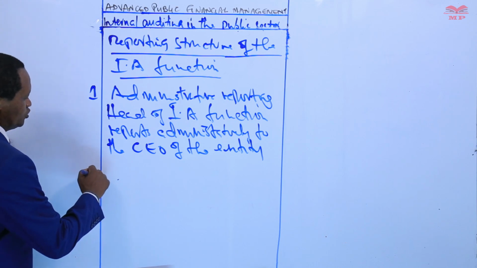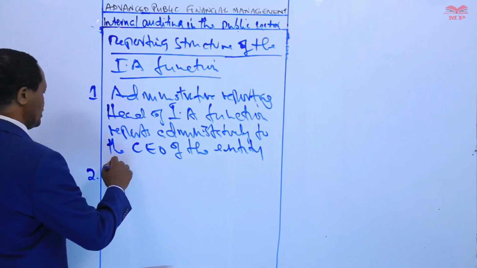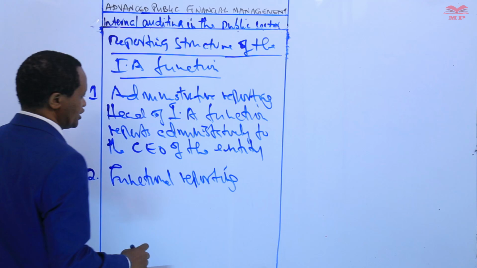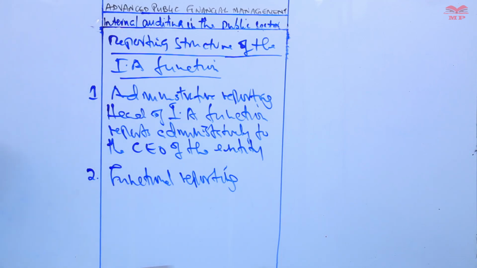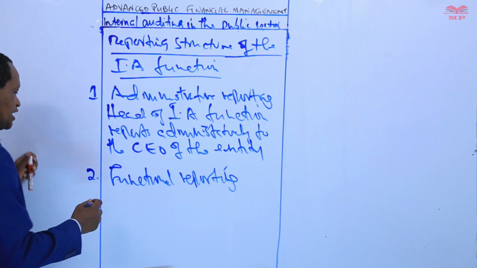Then number 2, we have what we call functional reporting. Functional reporting. What does that mean? Now, critically, candidates, the head of internal audit reports functionally to the audit committee.